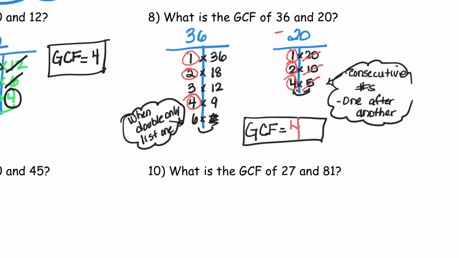By the way, when you're making your factor lists, notice here in 36, when there is a double, only list one of the numbers. And then for the other one, consecutive numbers, you're finished. When you have consecutive numbers, that means that one number is after the other. So for example, 4 and 5 are consecutive numbers. The GCF, again, for number 8 was 4.